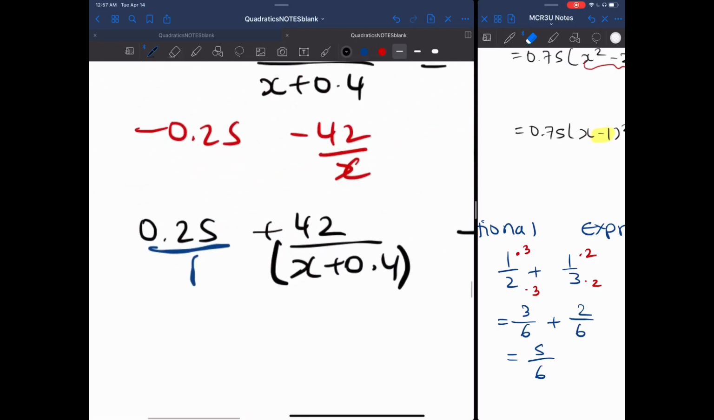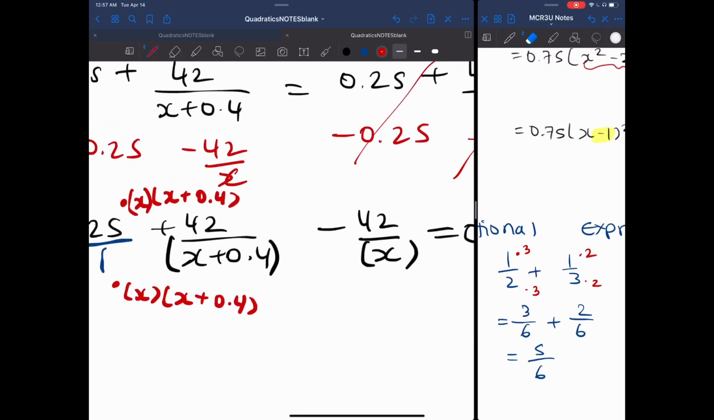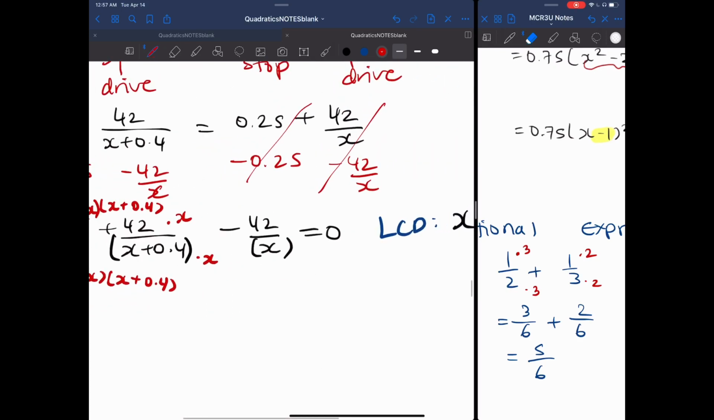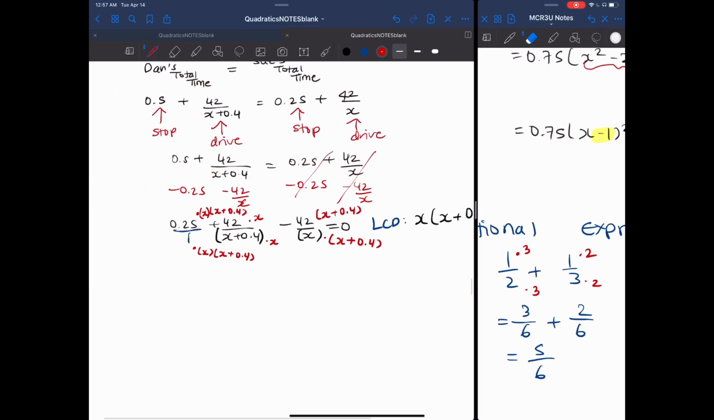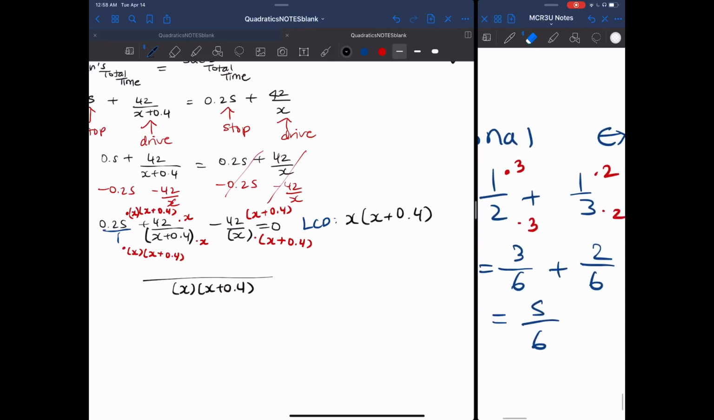Zooming in, that means I need to multiply the top of the first term by x times x plus 0.4. The second term already has the x plus 0.4, so I just have to multiply it by x. The third term has x on the denominator, so I just have to multiply by the missing parts on the numerator and denominator. In the next step I just have the denominator of x times x plus 0.4 on the bottom, because everything is going to consistently have that denominator.